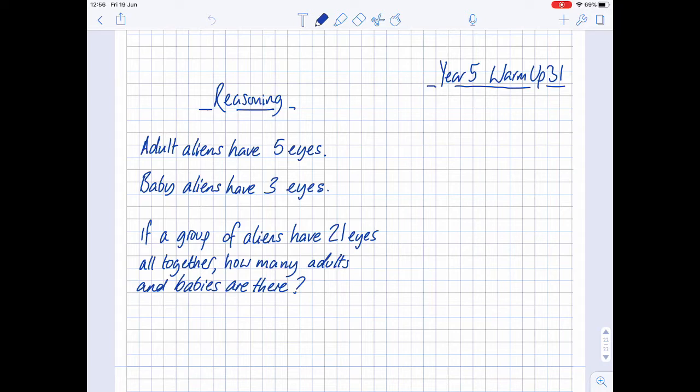So we're going to go through one in the warm-up and then you're going to have a go at one by yourself in the lesson. I've given you a couple of statements there. Adult aliens have 5 eyes. Baby aliens have 3 eyes. If a group of aliens have 21 eyes altogether, how many adults and babies are there?